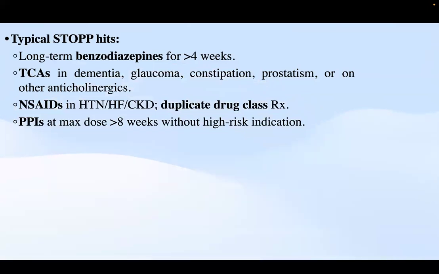Or the third option here. The example is NSAIDs in hypertension, heart failure, or CKD, or a duplicate drug class found in the prescription. That also needs to be stopped. And proton pump inhibitors at max dose, greater than 8 weeks at maximum dose, without a high risk indication, also need to be stopped immediately. So in this situation, the STOPP criteria will help.